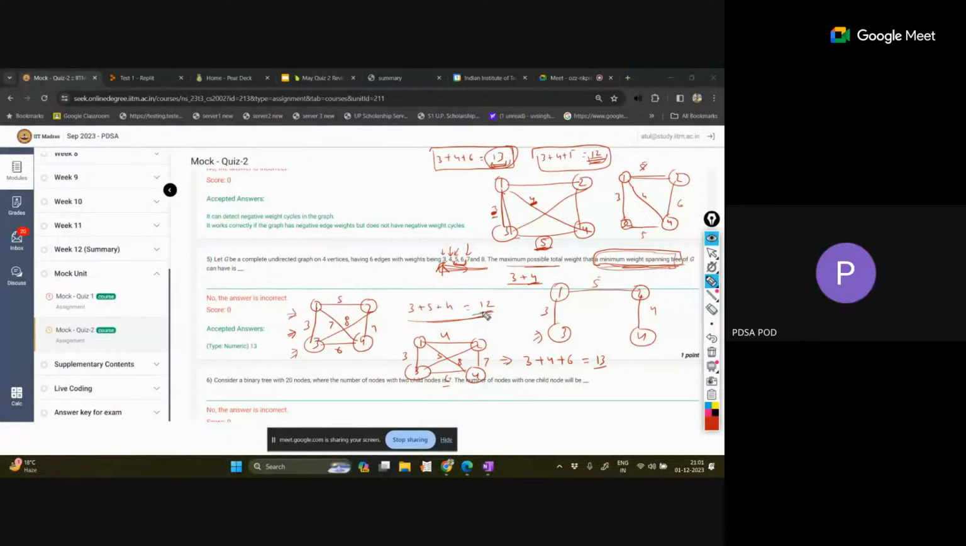So you are getting 12 total. So this is the minimum for this graph. This 12 is the minimum possible weight for the spanning tree. But this is also a possible input graph. In this case, you can select 3, then you can select 4, but you cannot select this 5 edge because it is creating a cycle between 3 and 4.